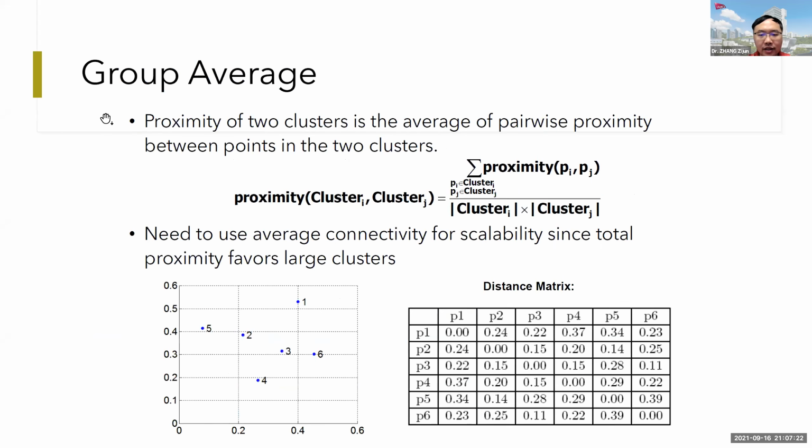That one basically indicates the number of data points in one cluster. This one means the number of data points in cluster I, and another means the number of data points in cluster J. So their multiplication means the total number of combinations of the pairs of data points.